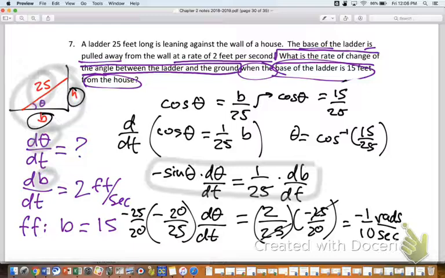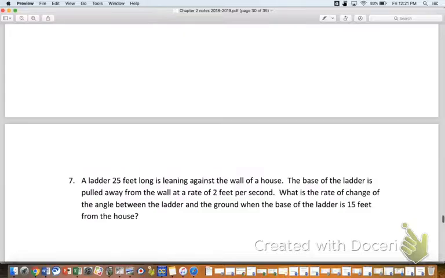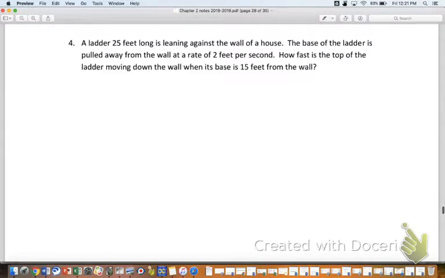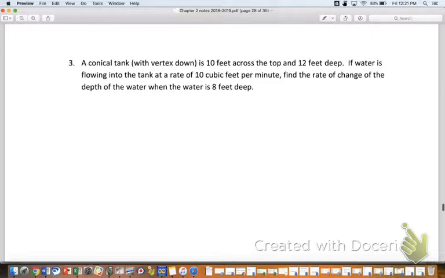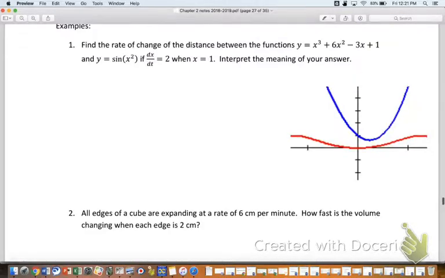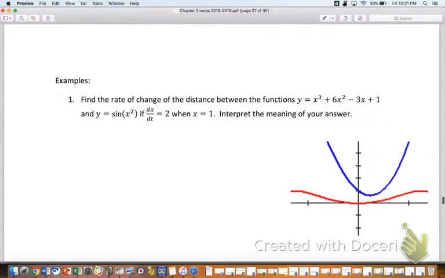Okay. Let's go ahead and take a peek at some others. I think we just got a couple of them left. We did that one. We did that one. We did that one. Yep, we got the tank and the distance. So, guys, will you please turn to number 1?